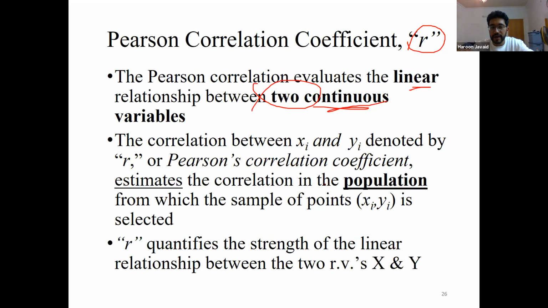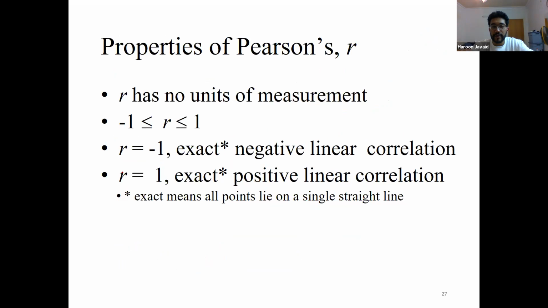It estimates correlation to the population. So it's the same idea that if there is a correlation in the sample, you can infer that the population will also have this, and it quantifies it. So what you need to know about R is the following. Once you have calculated R, and I'll show you how to calculate it, it has no units of measurement because the units are divided over each other and they cancel out. Now, the maximum value of R can be 1.